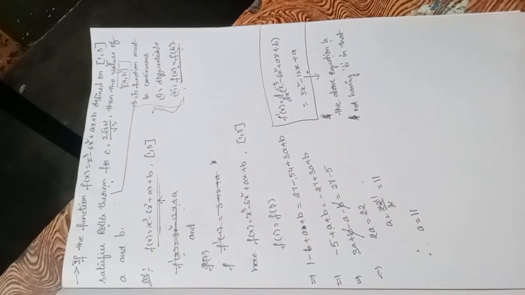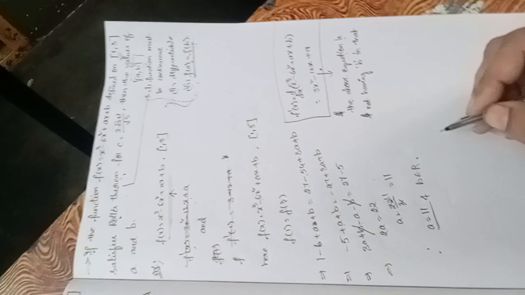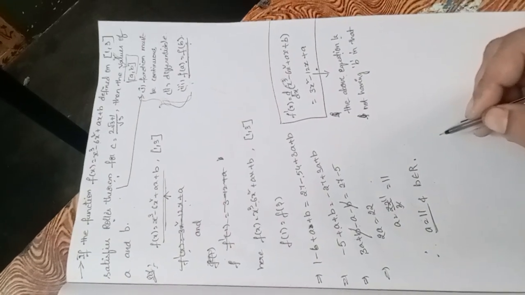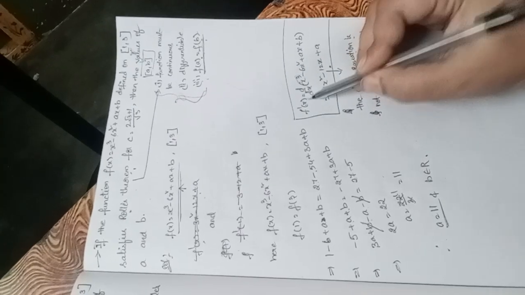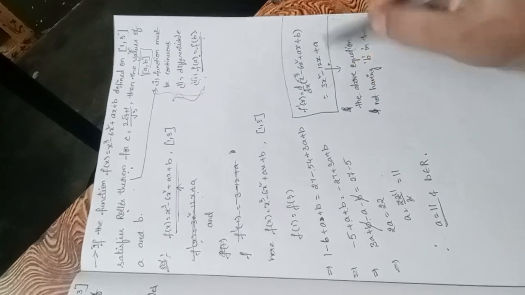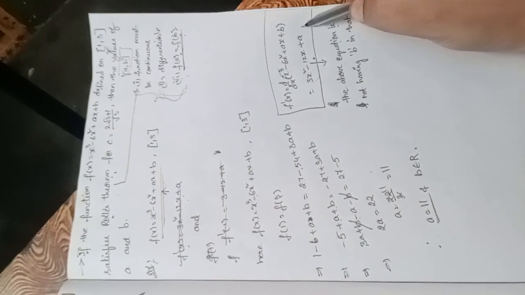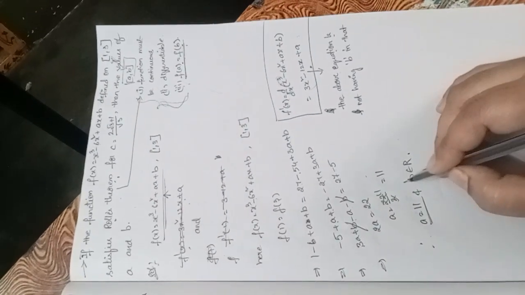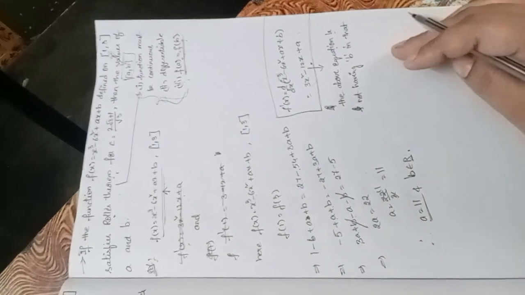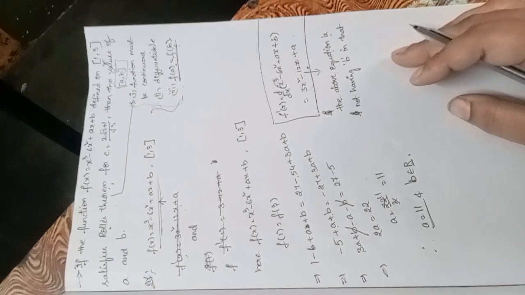So the a value is 11, and what can be the b value? The b value belongs to R, that is, the real numbers. Understood? If you substitute 1 or 2 or 3 in any of the values, you won't get a value for b, because after differentiating you won't have the b value. So it must be in the set of real numbers. Understood? If you have any doubts, please say that in the comment section.